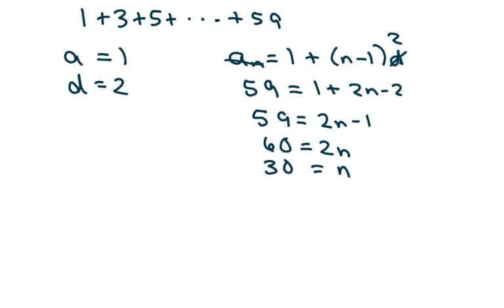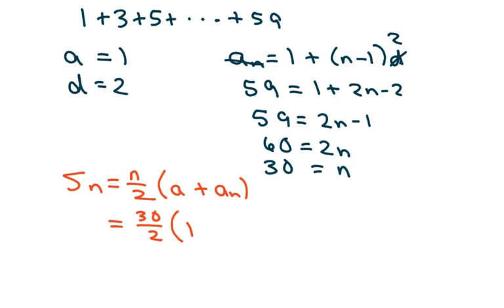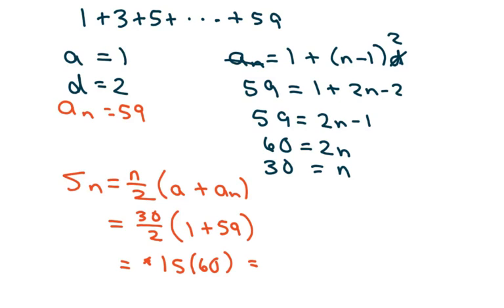Now I'm going to write my formula. S of n equals n over 2 times your first term plus your last term. So that's going to be 30 over 2. My first term is 1. My last term was 59. So you get 15 times 60, and 15 times 60 is going to be 900.